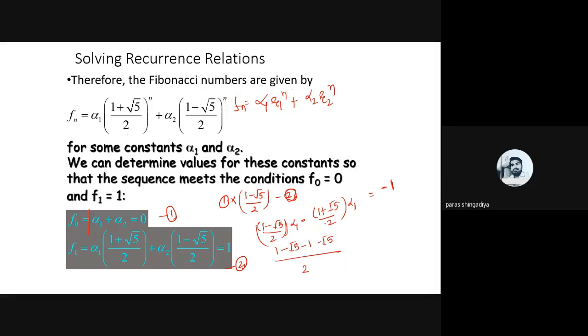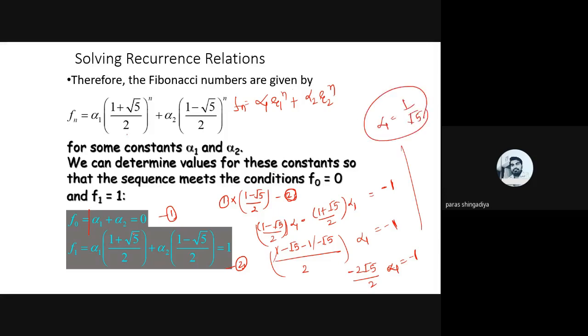Yes, that is 1 and minus 1 will be removed. Okay, यहाँ पे 1 और minus 1 रिमूव हो जाएगा. Minus root 5 minus root 5, so it is minus 2 root 5. Okay, and here it is 1 there. Divide by 2, so alpha 1 is equal to minus 1. Okay, so minus will be removed, 2 will be removed. So from this equation we get alpha 1 is equal to 1 by root 5.